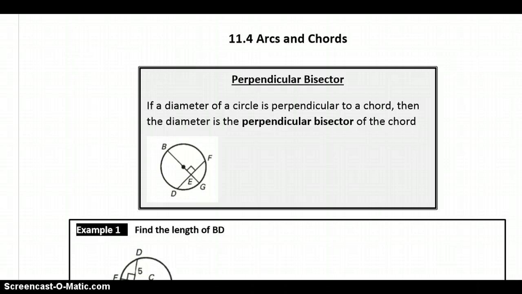What that is: if a diameter of a circle is perpendicular to a chord, then the diameter is the perpendicular bisector of the chord. What that means, if we have a chord on a circle, so on this circle, DE, that segment is a chord. If a diameter hits that chord at a 90-degree angle, like shown in the picture, then the diameter bisects the chord, meaning it cuts the chord in half. So each of those halves of the chord have to have the same length. They must be congruent. Again, the diameter has to be perpendicular, and if so, then it bisects the chord.